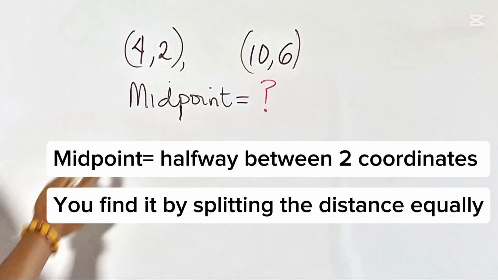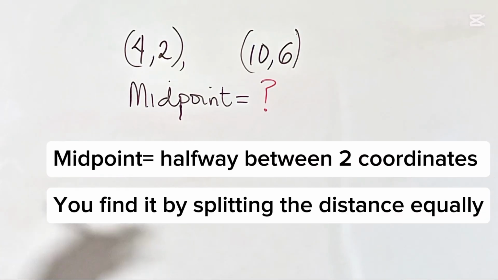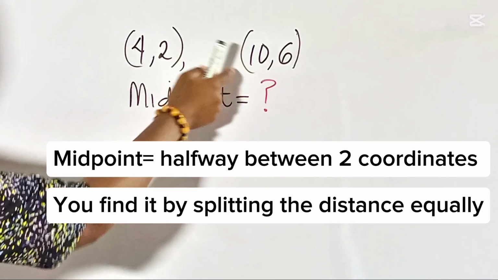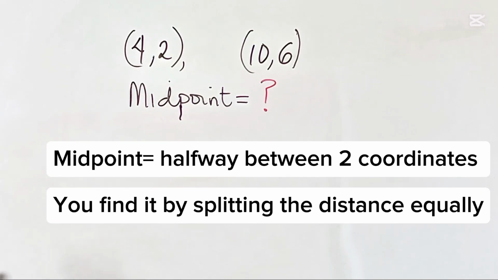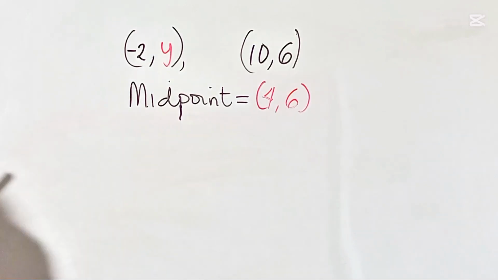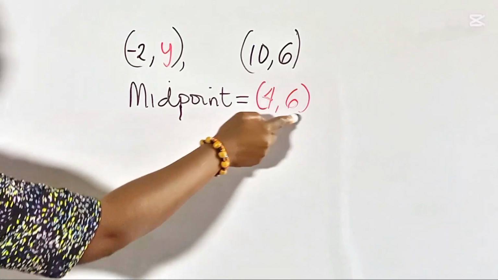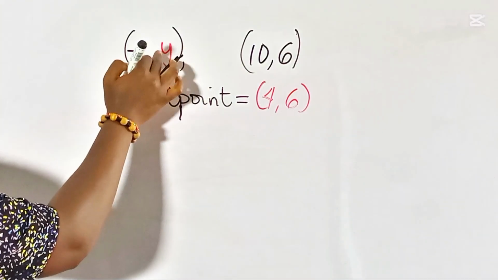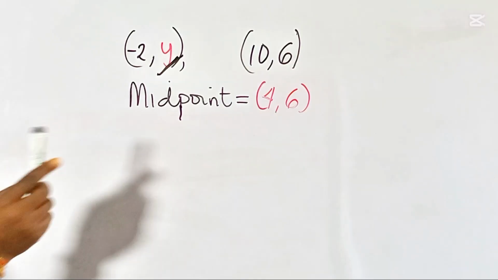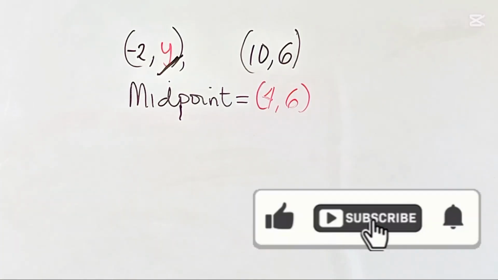Let's recap quickly. Midpoint is the point exactly halfway between 2 coordinates. And you find it by splitting the distance equally. And here is where it gets interesting. What if I give you the midpoint and only 1 point? Can you still find this missing coordinate? That is exactly what we are tackling next.